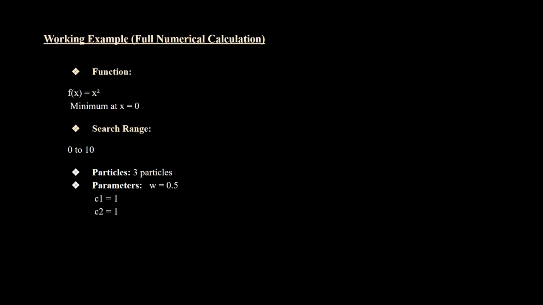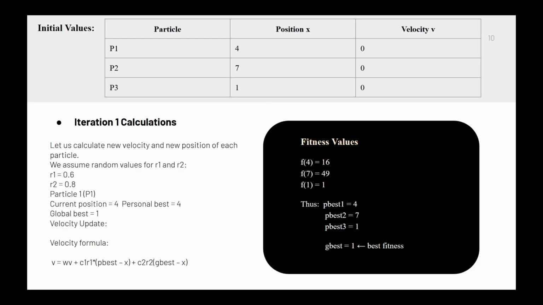So first we take a function f(x) = x², with the minimum at x = 0. We give it a search range of 0 to 10. The total number of particles is 3, with the parameters given as weight w = 0.5, c1 = 1 and c2 = 1. Finally, after the initial values are given, we find the calculation, which is given below.